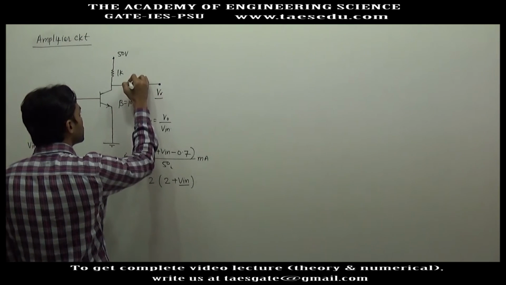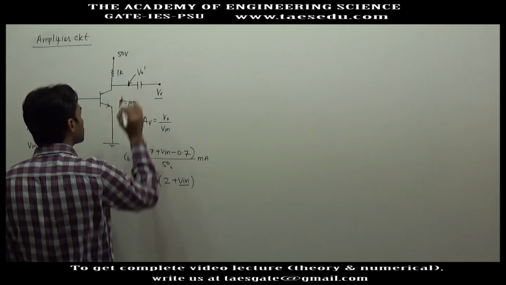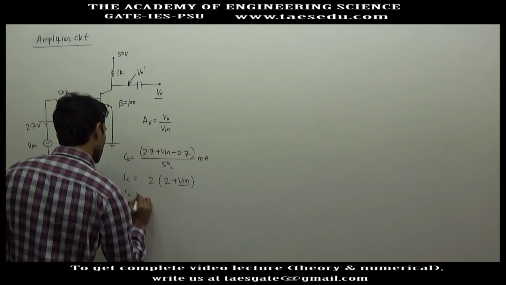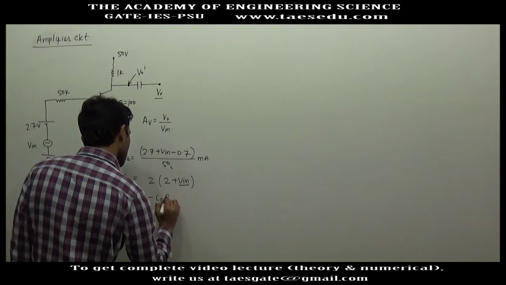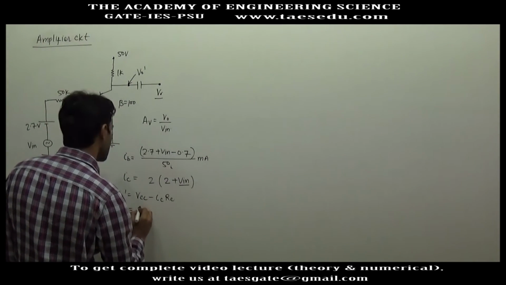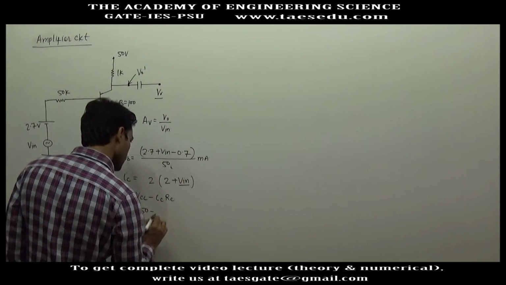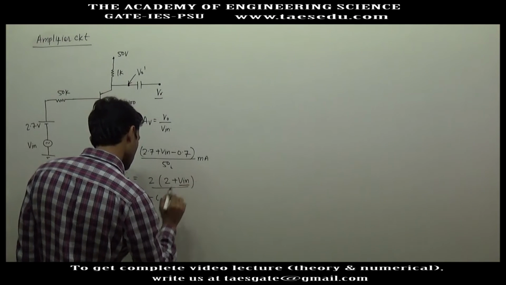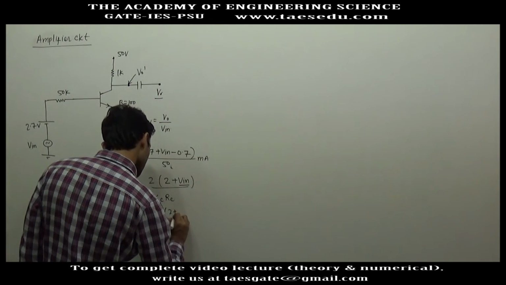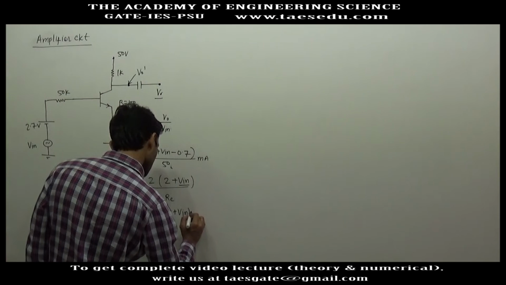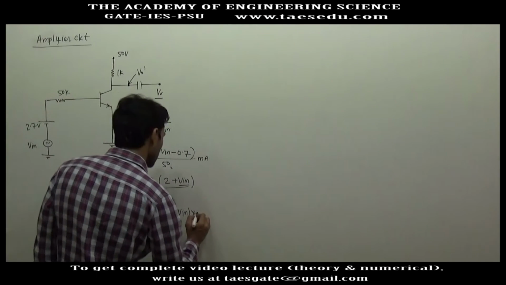At this point, what will be the value of V naught dash? V naught dash is nothing but VCC minus ICRC. VCC is 50 volt minus IC, which is 2 into 2 plus V input, into RC, which is 1 kilo.